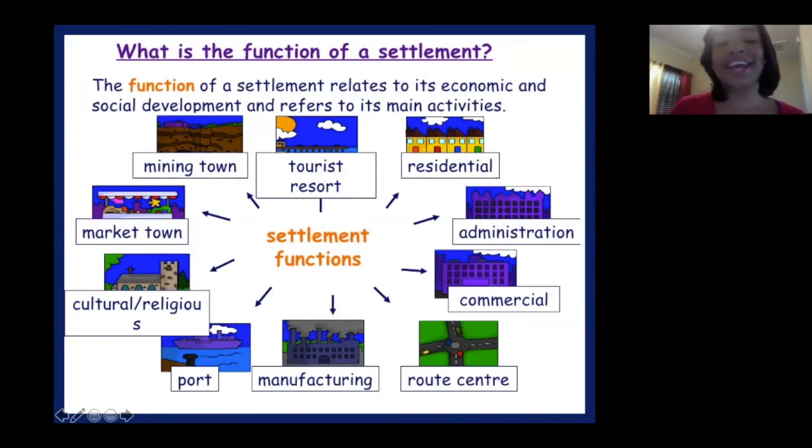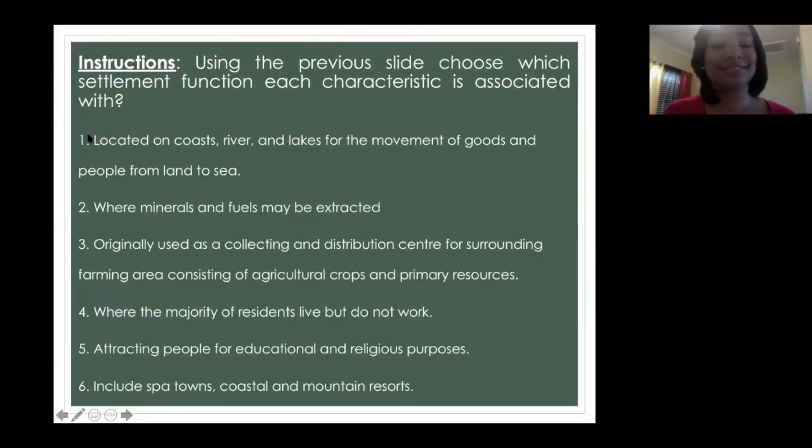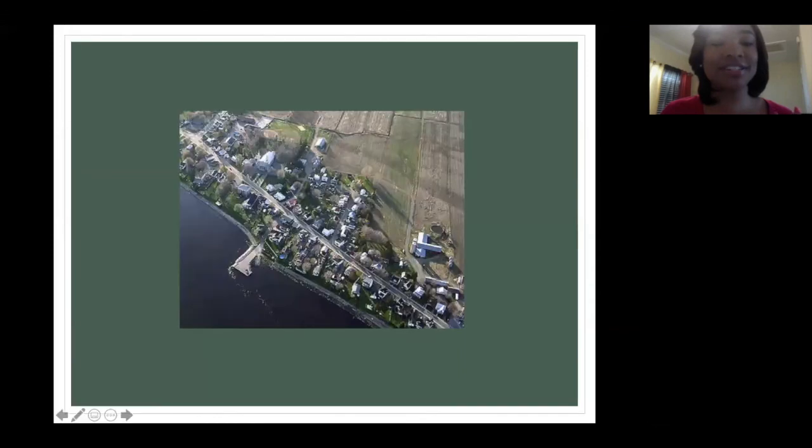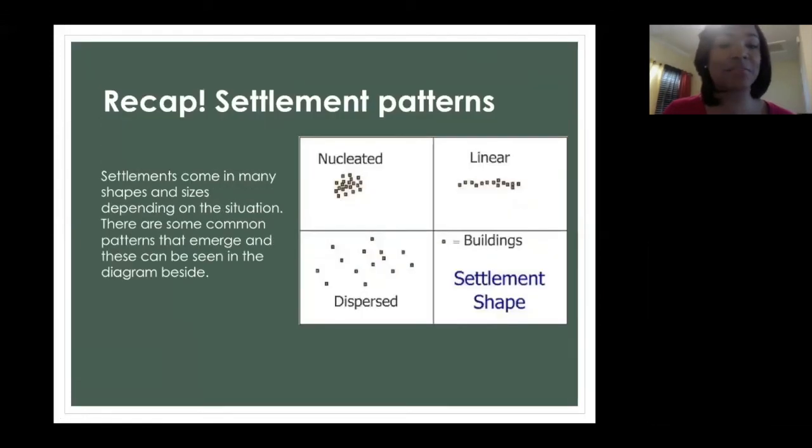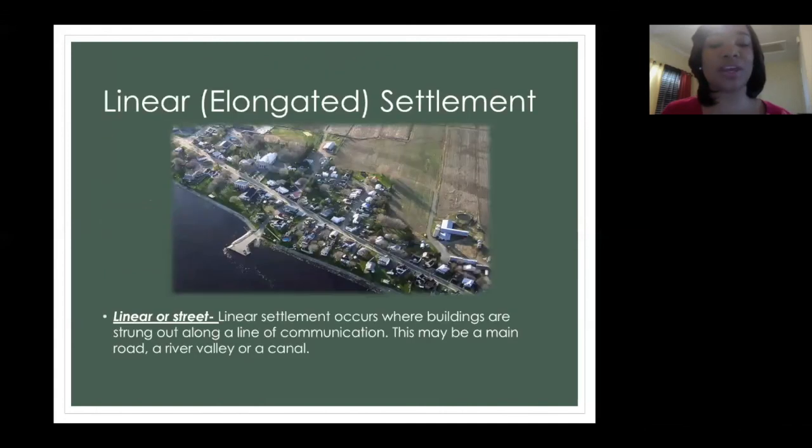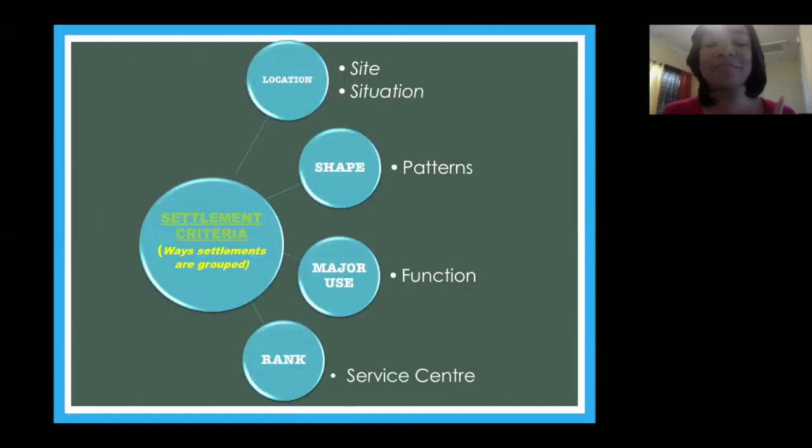So remember today we looked at 2 remaining criteria of a settlement. The 2 criteria we looked at today were our function and our shape. Remember, the shape of our settlement refers to the way in which our buildings are arranged or laid out along a roadway. And the function of our settlement is the actual service which that settlement provides.